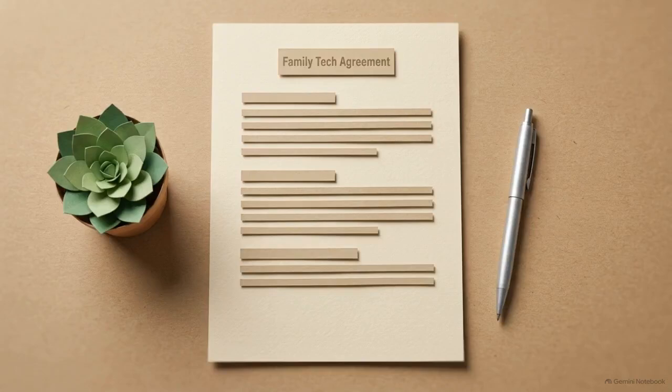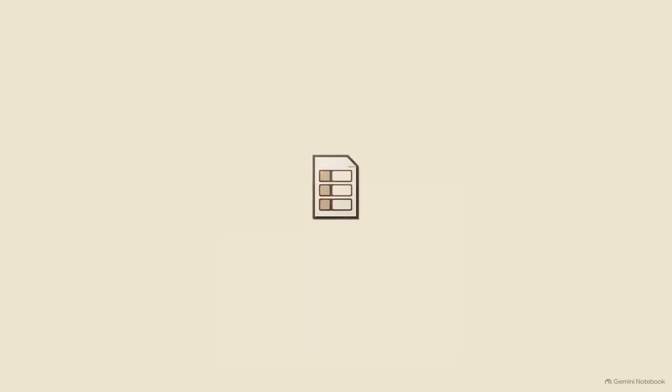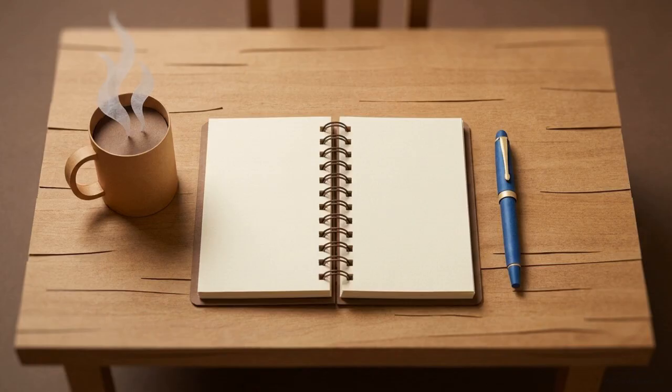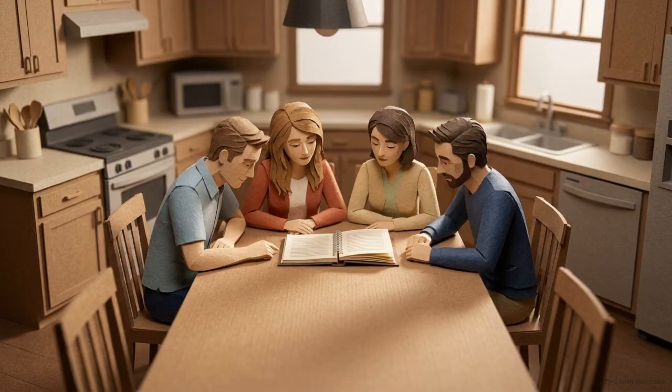We will address this by building a customized family tech agreement, a system designed to teach balance and safety. This is a tangible, living document that will capture your family's shared rules and keep everyone accountable. To start, set aside a dedicated time and bring a pen and paper. Crucially, your children must be seated at the table with you to participate in the process.